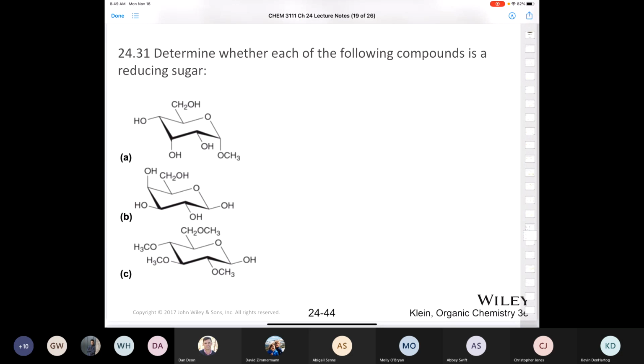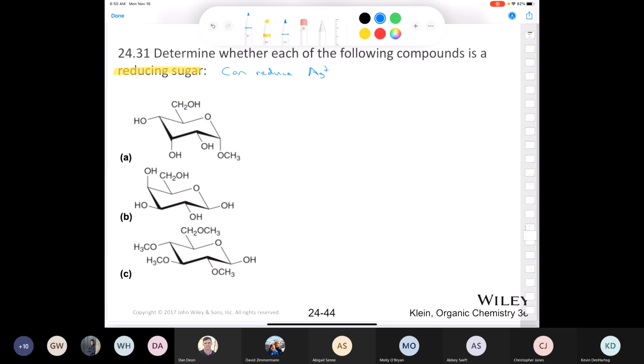Determine whether each of the following compounds is a reducing sugar. In order for a sugar to be a reducing sugar, it has to reduce. That means it can reduce silver plus ions or copper 2 plus ions, right? It can reduce these to silver 0, and it can reduce this to copper 1. Well, in order for it to do that, it has to have a hemiacetal. All right. Well, with that in mind, let's take a look at A.